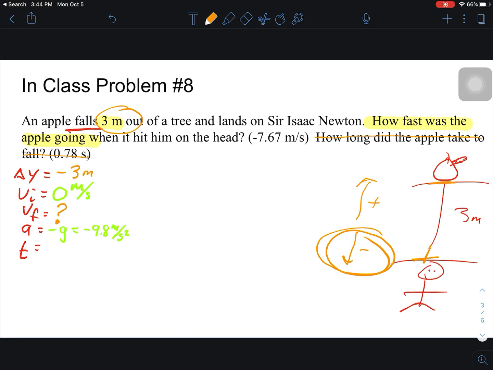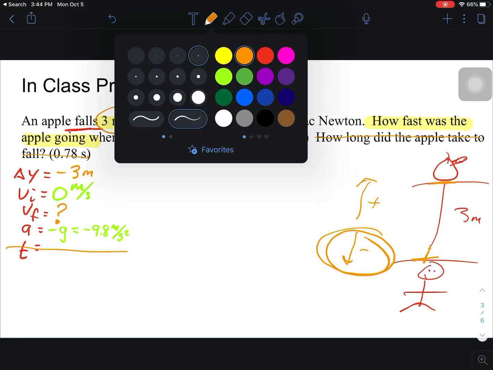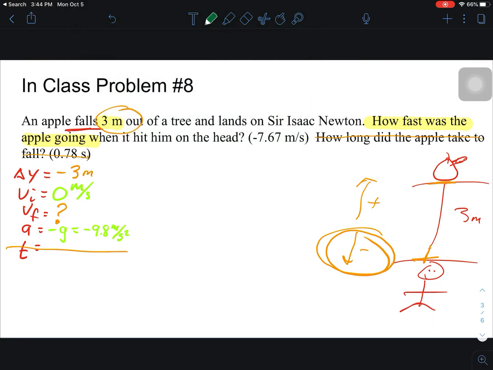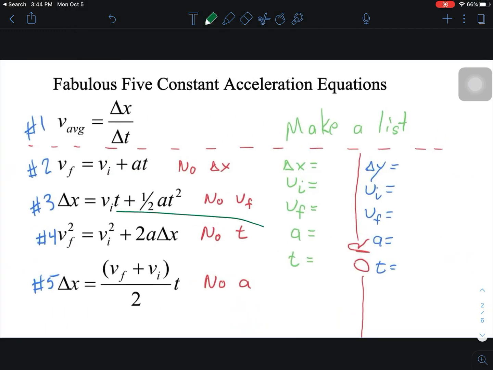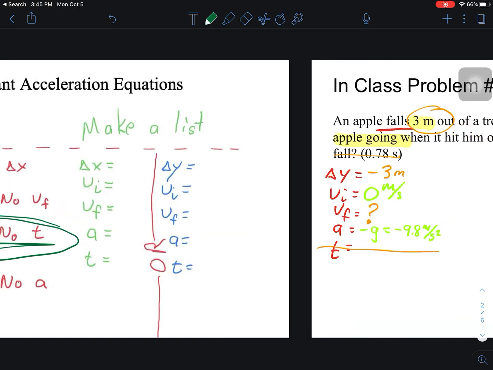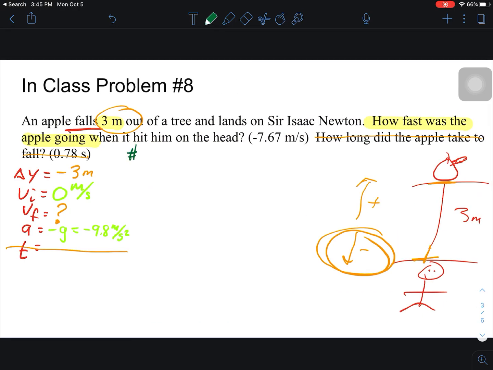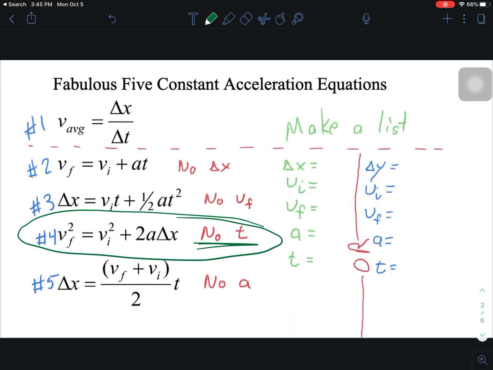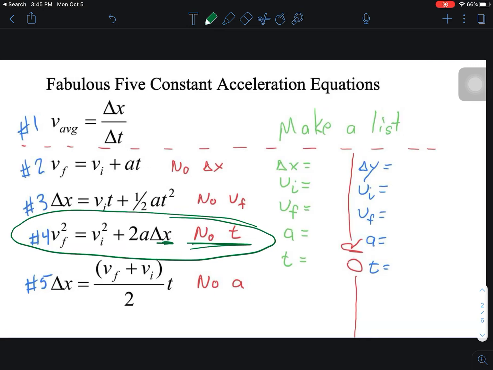Now we can go through and we can say, well, I don't know time and I don't care about time, so let's pick an equation that doesn't have time in it. What equation doesn't have time? Equation number 4, there is no time. So equation number 4, VF squared is equal to VI squared plus 2 times A times delta Y. Notice how I use delta Y instead of the delta X.